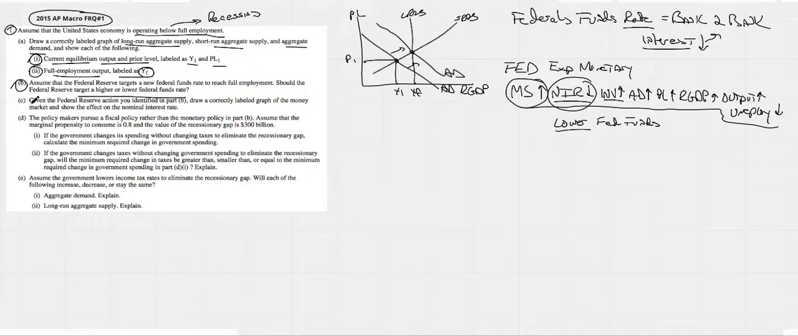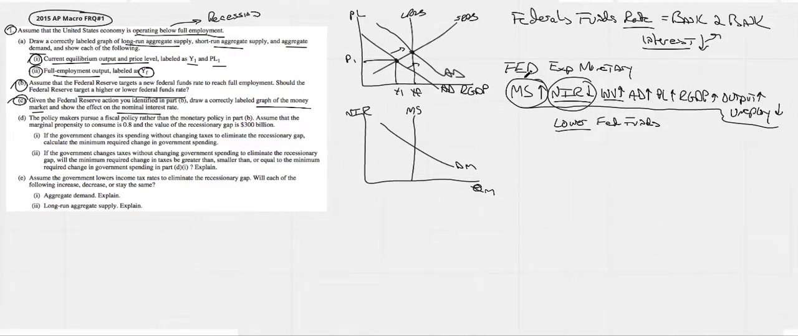That's the action there. C, given the Federal Reserve's action you identified in Part B, draw a correctly labeled graph of the money market and show the effects on the nominal interest rates. So we're just going to draw. You obviously need to know that money supply is vertical here. The Fed controls all the money supply, so it always is controlled at the quantity right there, straight up and down. Demand for money is downward sloping. Nominal interest rates on the vertical, quantity of money on the horizontal.